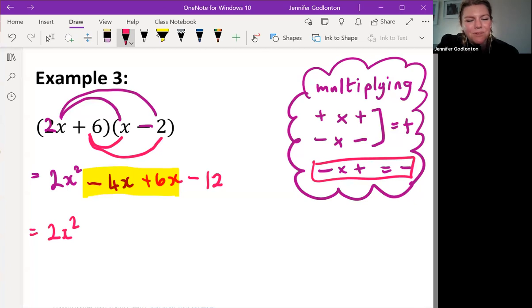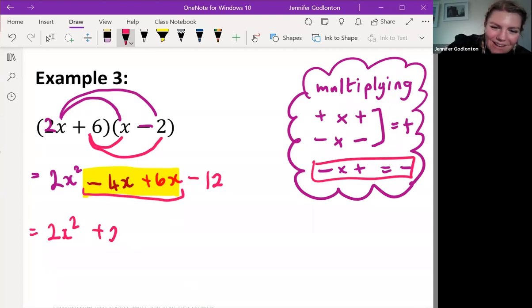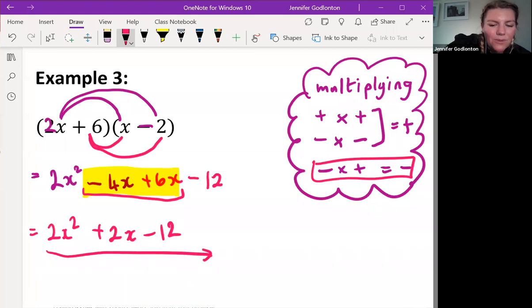Can you talk me through what negative 4x plus 6x is going to give me? Pardon, may you please repeat? Negative 4x plus 6x. What is that going to give me? Positive 2x. Yes, good. And then I've got my -12. Did you have another question that your hand was up for?